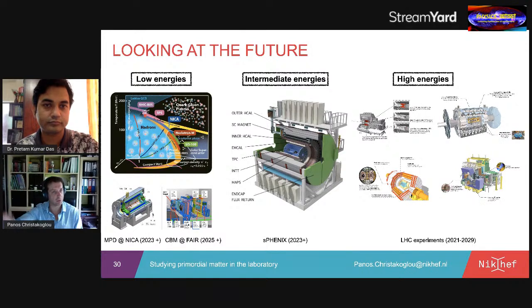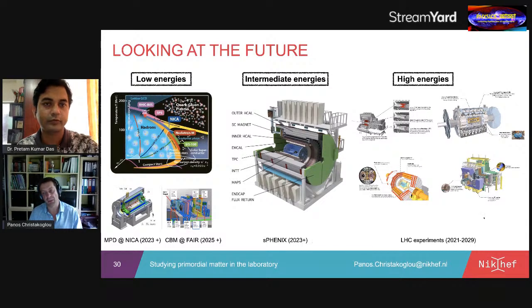So there are quite a lot of plans for the next years. For the medium term plan, we have low energies at NICA in Dubna in Russia, and at CBM at FAIR in Germany, that are going to study the baryon-rich environment, at very low values of energies, square root of S, center of mass energy per nucleon pair. At intermediate energies, the successor of Riga experiments will be Phoenix, which will start collecting data in 2023.